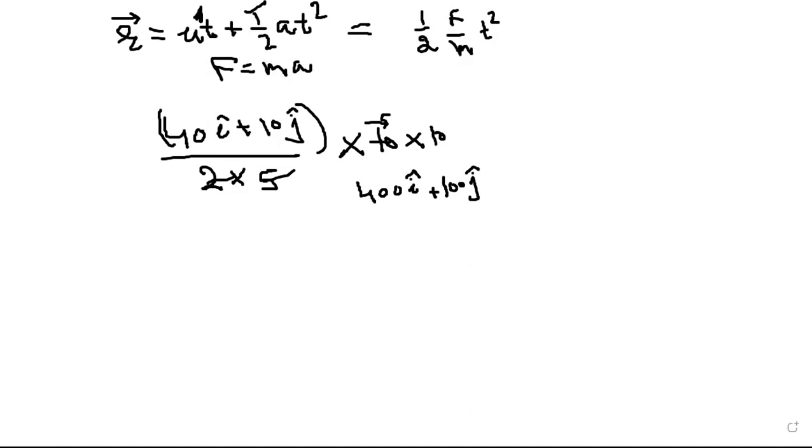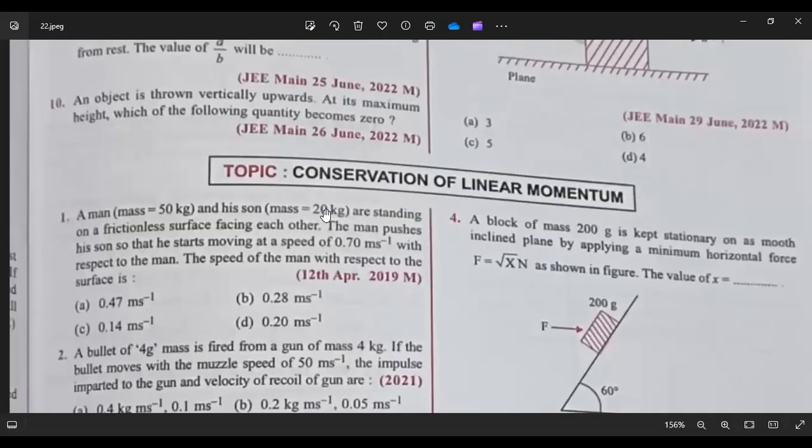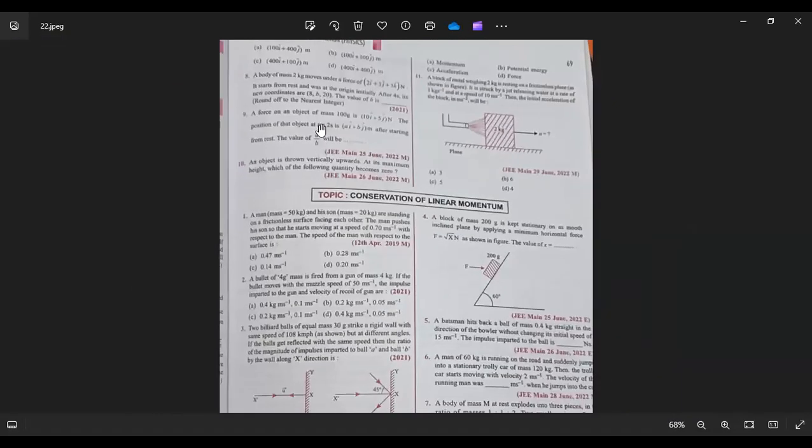So I think 400i plus... C option is the right answer. You can see C: 400i plus 100j meter. So that is the displacement. Now let's move on to question number 8.